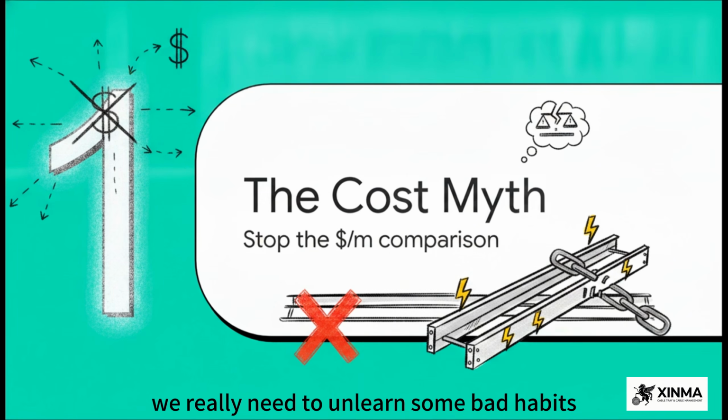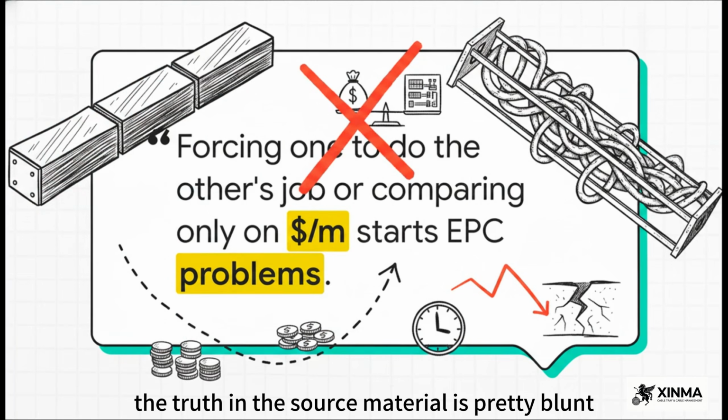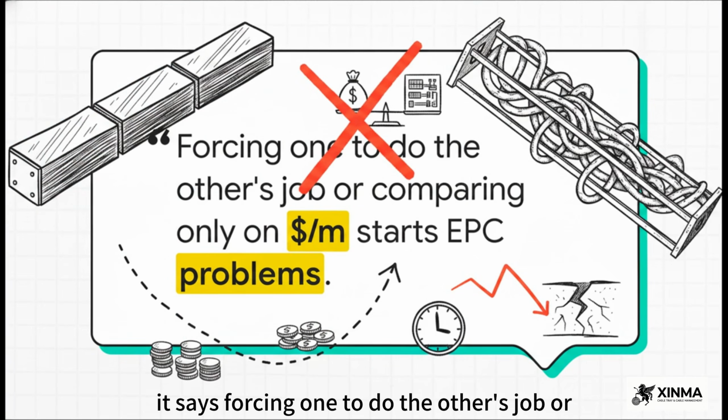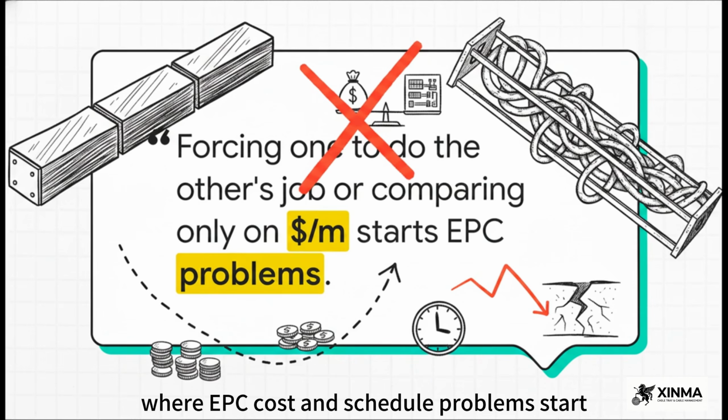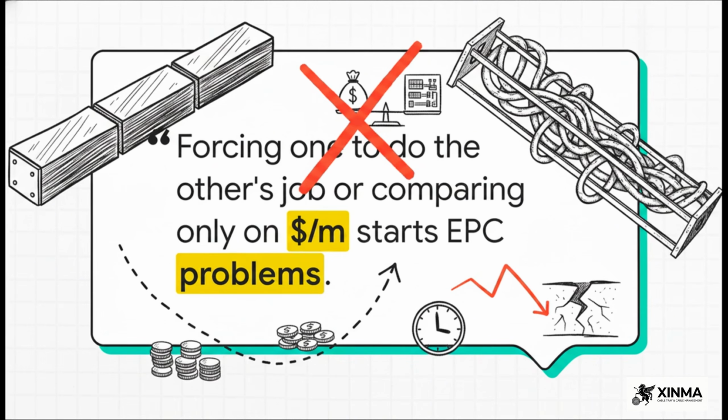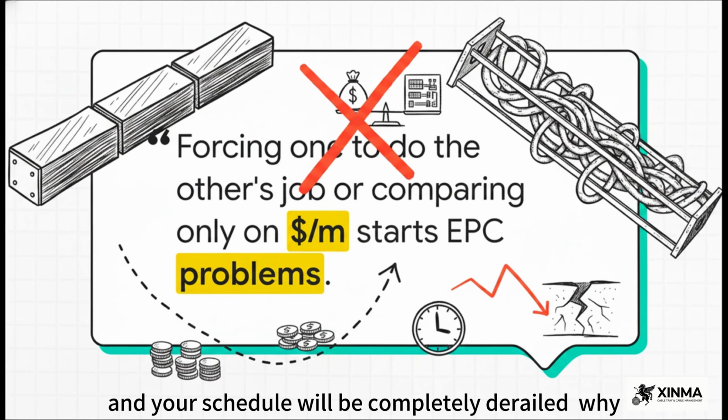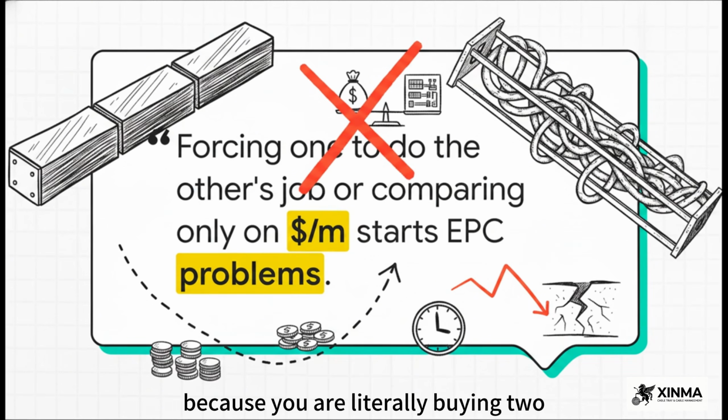We really need to unlearn some bad habits here before we lock in any routes. The truth in the source material is pretty blunt. It says, forcing one to do the other's job, or comparing them only on cost per meter, is exactly where EPC costs and schedule problems start. If you fall into this comparison trap, your budget is going to blow out, and your schedule will be completely derailed. Why? Because you are literally buying 2 completely different functions.